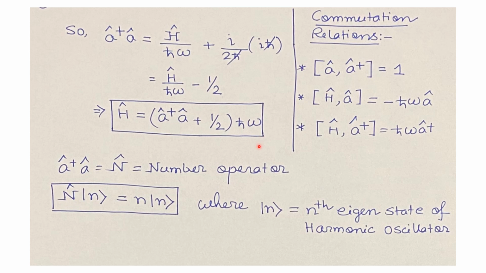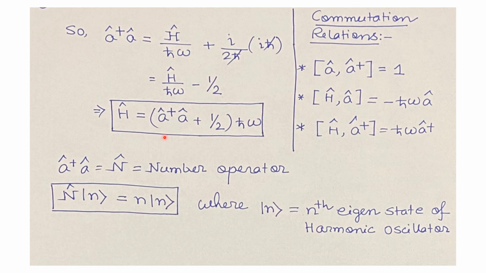Now let us see some commutation relations related to the operators a cap, a cap dagger, and the Hamiltonian operator h cap. Those are the commutation relation between a cap and a cap dagger operator equals 1. The commutation relation between the h cap and a cap operators is equal to minus h cut omega a cap operator, and the commutator of the h cap and a cap dagger operator is h cut omega times a cap dagger.